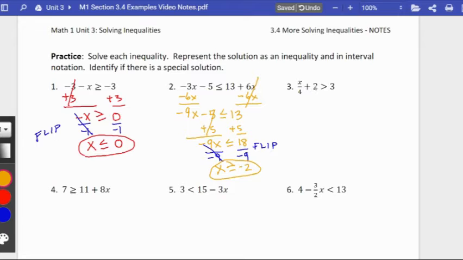Okay, the next problem. I have some choices here. I need to clear this fraction. I could clear it first, multiply both sides by 4. When you do that, you need to make sure you also multiply the 2 by 4. I prefer to just move that 2 out of the way first, so that's what I'm going to do. This leaves me x over 4 on the left. The sign stays the same for now. 3 minus 2 is 1. Now I'm going to multiply by 4 on both sides to clear that fraction. 4's cancel. I have x is greater than 4, the final answer.